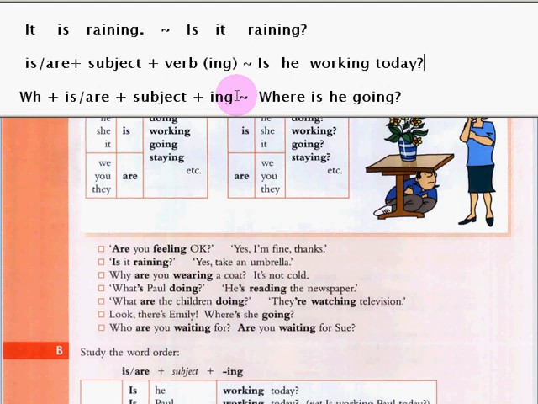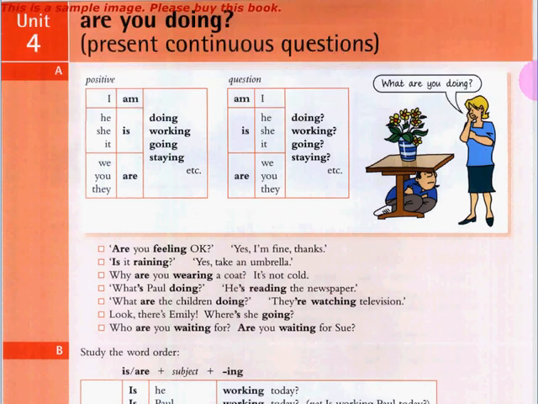So let's look at the example. You have, where is he going? As you can see, this is our WH question word. Our linking verb is, the subject, and the verb in ing form. I hope it's clear now. Well, we can move on to Part 2. Are you ready?